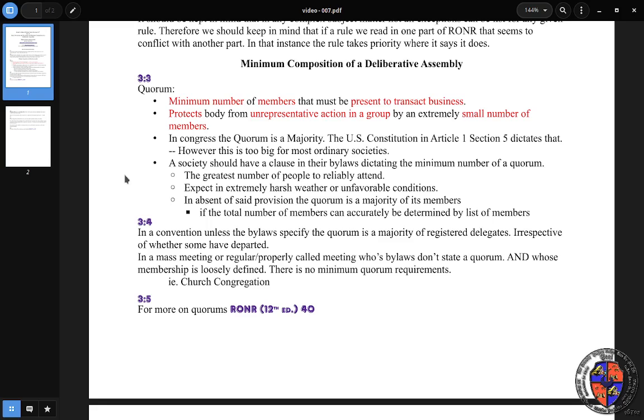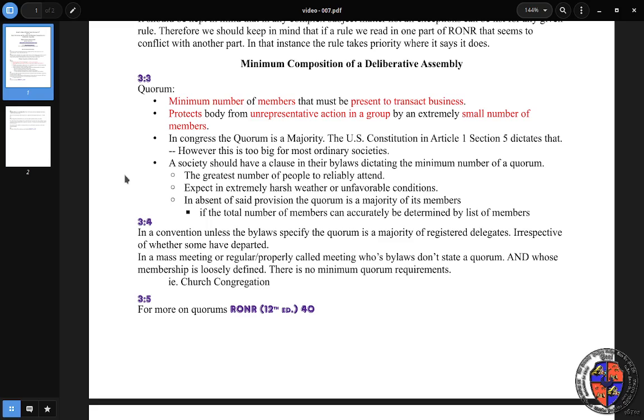A society instead should have a clause in their bylaws dictating the minimum number for a quorum. Now, it needs to be the greatest number of people who can reliably attend. And you don't want to plan this around your extremes, like harsh weather or unfavorable conditions. So, don't plan it around the blizzard or the flood or the tornado, because you probably shouldn't be at these meetings if those events are happening anyway. And then, in absence of said provision, the quorum is a majority of its members, if you can accurately determine the number of members in your society.